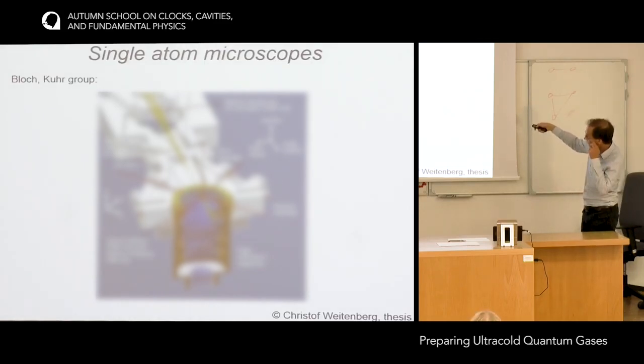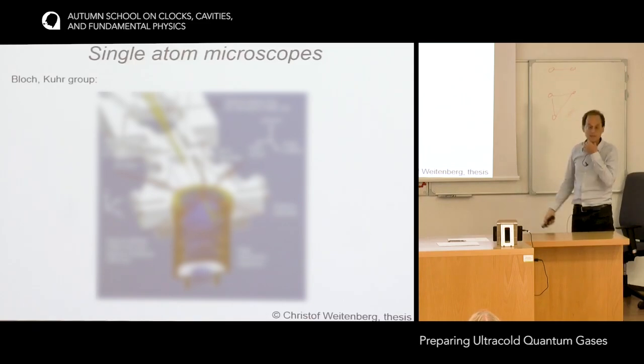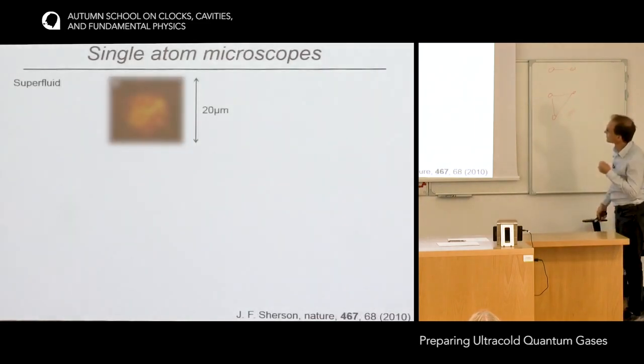This is the one from Immanuel Bloch, the first one with rubidium in Munich. They make a BEC here and then load it into an optical lattice, and then they have this fancy microscope objective to record the fluorescence.